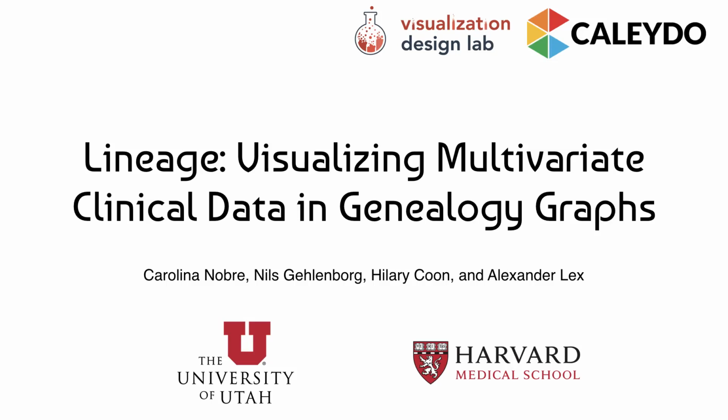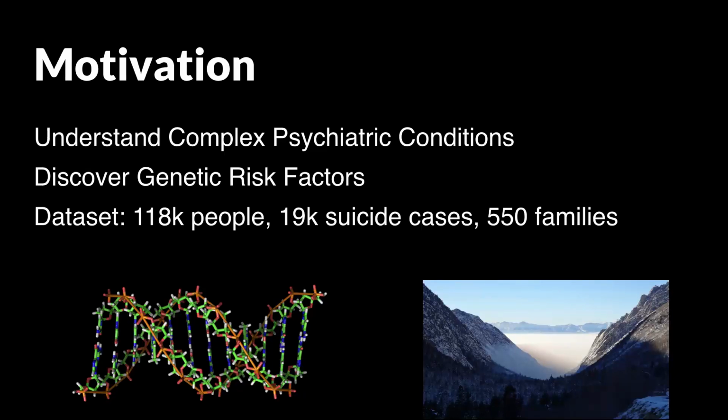Lineage is a visualization technique to analyze genealogies in a clinical context. The goal of our collaborators is to understand complex psychiatric conditions such as autism and suicide. These diseases are caused by a combination of genetics and environmental factors. Our collaborators study these diseases using rich datasets, including thousands of diagnostic codes, detailed clinical profiles, genetic data, and genealogies, with the ultimate goal of discovering genetic risk factors that can be used for diagnosis and treatment.